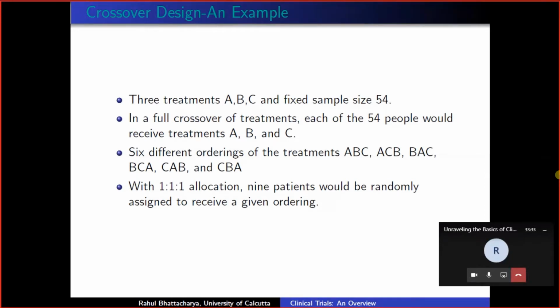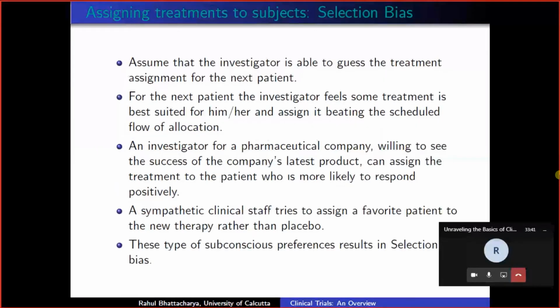So I start from another thing, how to assign treatments to subjects. Whether it is a crossover trial or a parallel treatment design, in assigning treatments to subjects there is some scope for selection bias. So we just start with a counter example. Assume that the investigator is able to guess the treatment assignment for the next patient. That is, the treatment to be assigned next is known to the investigator.